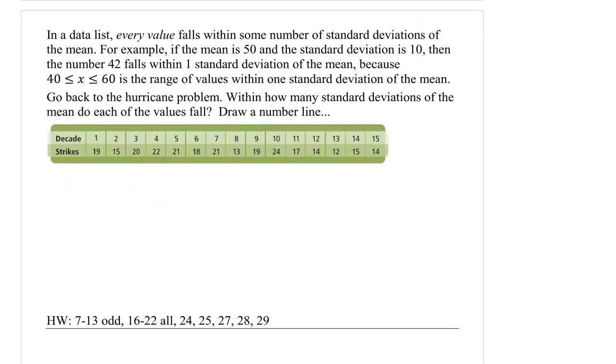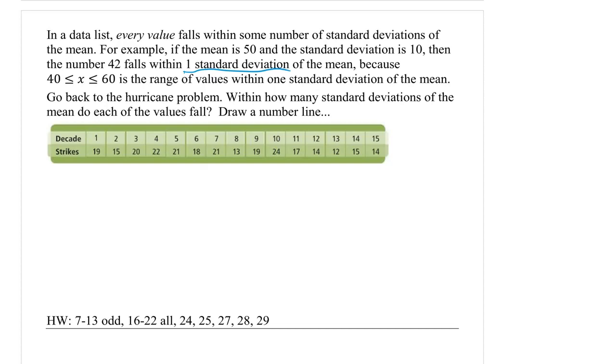Now the last thing we're going to do is learn how to make a histogram. A histogram is like a bar graph, but we're just going to be placing X's on a number line, okay? So we're reusing the same hurricane data. In a data list, every value falls within some number of standard deviations of the mean. For example, if the mean is 50 and the standard deviation is 10, then the number 42 falls within one standard deviation of the mean, because 40 ≤ X ≤ 60 is the range of values within one standard deviation of the mean.